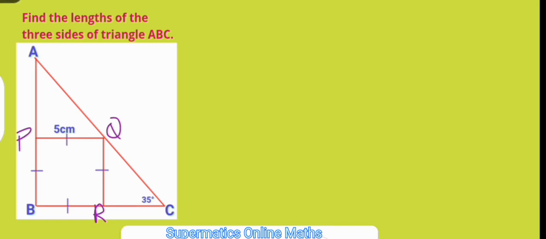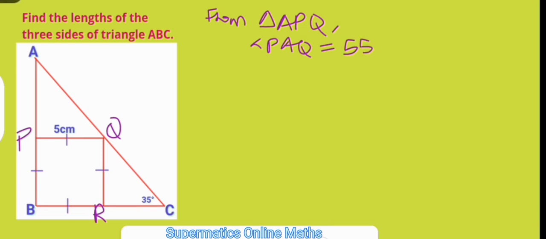Now, to get the side AB of the triangle, we are going to be considering triangle APQ. And from triangle APQ, the measure of the angle A or PAQ is 55 degrees, because the sum of the angles in the triangle ABC is 180, angle B is 90, angle C is 35, so 35 taken away from 90 gives the measure of the angle A.